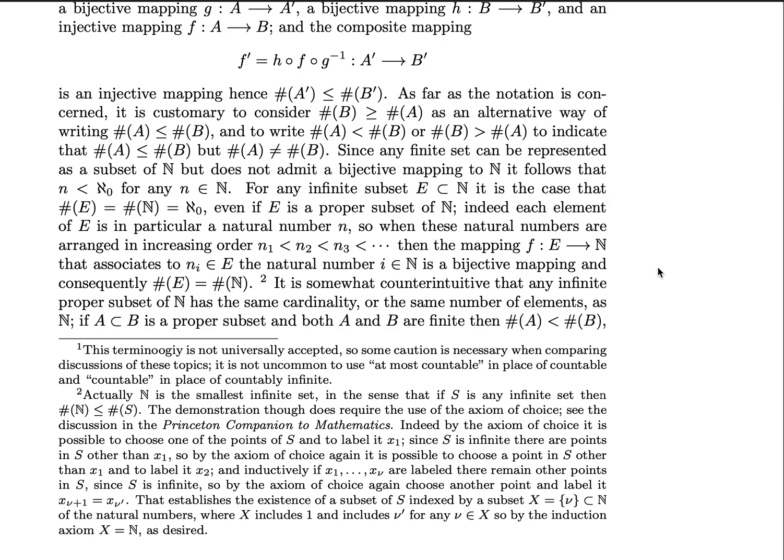And for any infinite subset E of the natural numbers, it is the case that the cardinality of E is equal to the cardinality of ℕ, which is equal to Aleph null, even if E is a proper subset of ℕ. For instance, you can consider the even numbers, and there is a natural bijection between the even numbers and the natural numbers. Therefore, they have the same cardinality, since cardinality being equal is defined by there existing a bijection between the two sets.